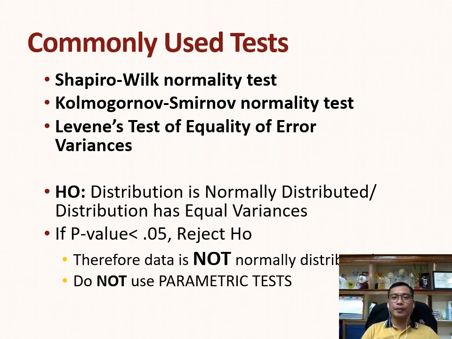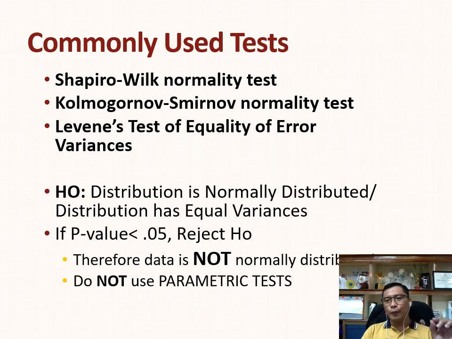Now, what are the ways for us to detect whether what we have in the sample would satisfy the criteria of normality and homogeneity? The most commonly used tests are the Shapiro-Wilk normality test, the Kolmogorov-Smirnov normality test, and Levene's test of equality of error variances. It's as simple as depending on the result of the computation, it would be versus 0.05 as always, wherein your null hypothesis is that the distribution is normally distributed. You would be saying that the distribution has equal variances.